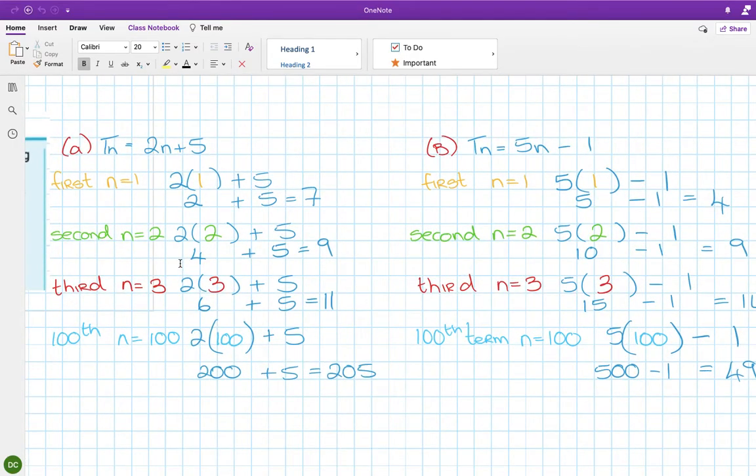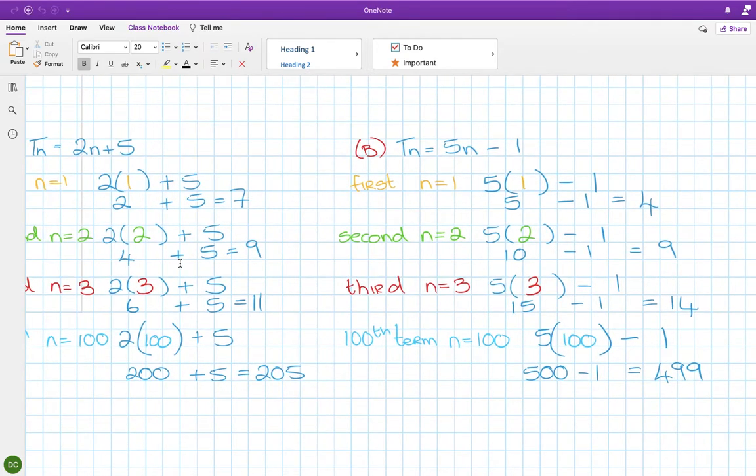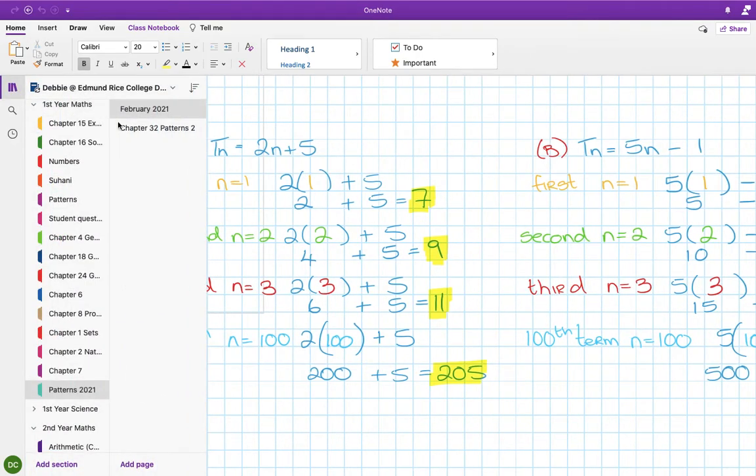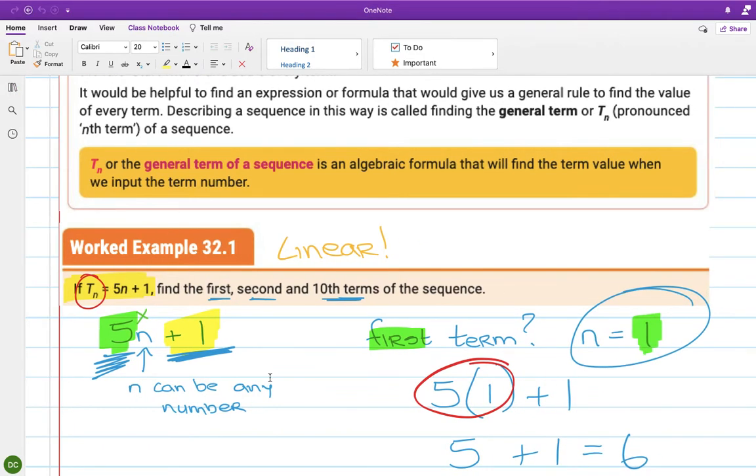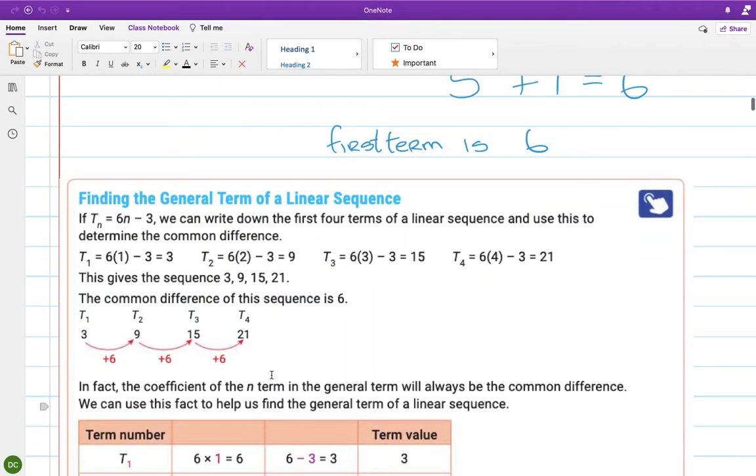Okay, so 4 answers for the first one and 4 answers for the second one, and that's what you should have got. 7, 9, 11, 205, and then 4, 9, 14, 499. Okay, I'm just going to highlight the answers just in case. So 7, 9, 11, 205, and then 4, 9, 14, and 499. Right. So please let me know if you didn't get some of them and you're not 100% sure why you didn't get some of them.